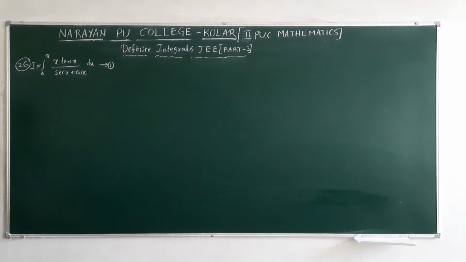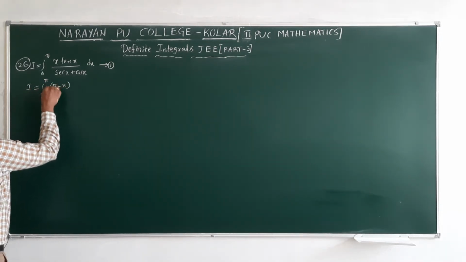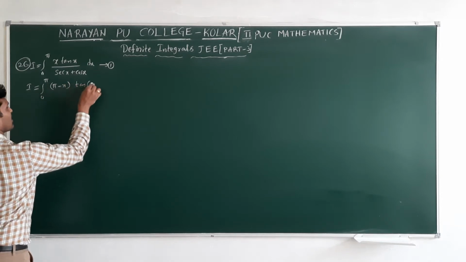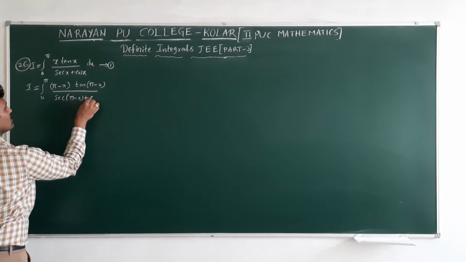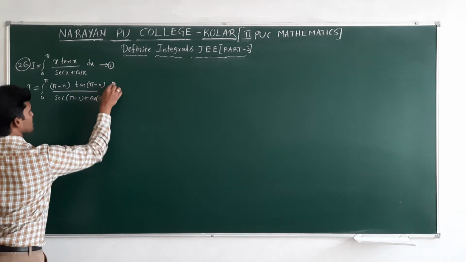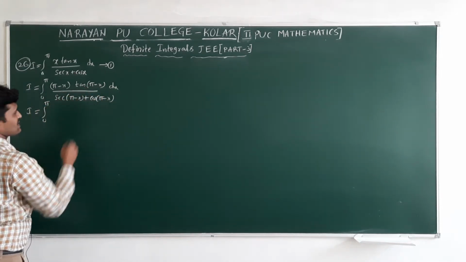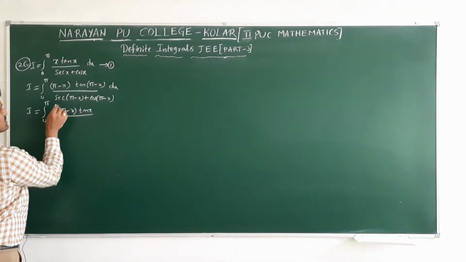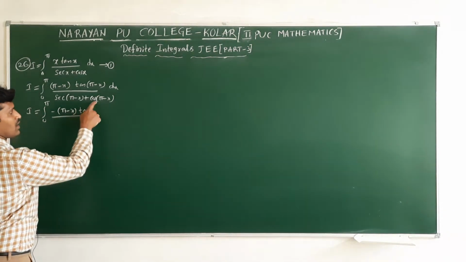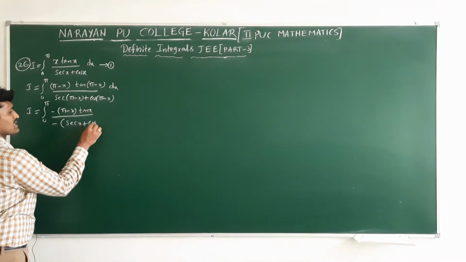I am applying the property integral 0 to a f of x dx equals integral 0 to a f of a minus x dx. From 0 to pi, wherever x is there, substitute pi minus x: tan of pi minus x by secant of pi minus x plus cos of pi minus x. Now I equals integral 0 to pi of pi minus x times tan 180 minus x, which is minus tan x, by secant 180 minus x, which is minus secant, plus cos 180 minus x, which is minus cos. That's why overall minus is common, remaining secant x plus cos x.